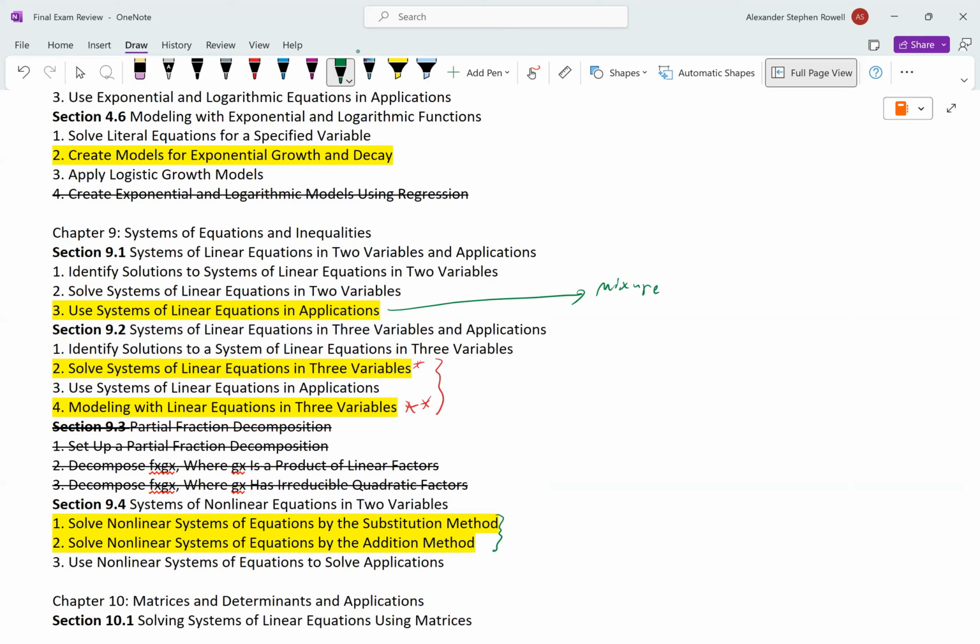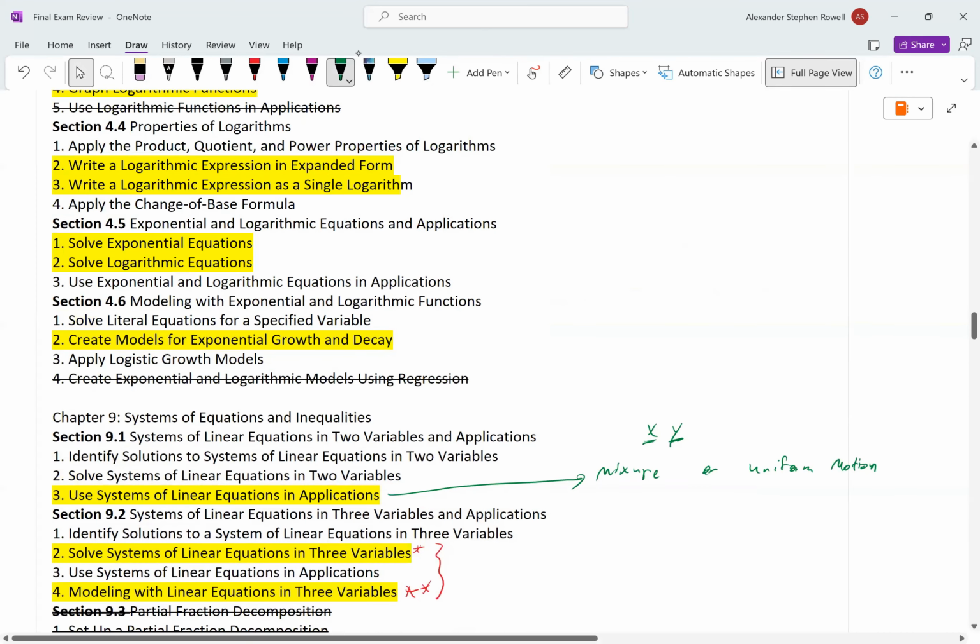I'm going to ask either a mixture or a uniform motion word problem. So that's 2 variables, 2 unknowns, x and y. You solve that system.